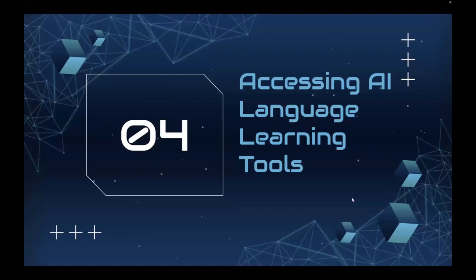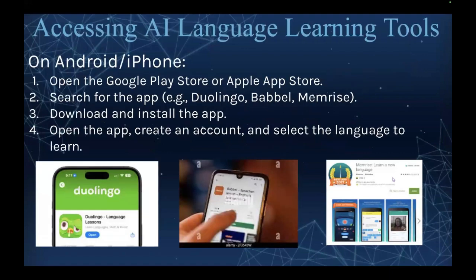So now we're going to learn about accessing these different tools. If you're on an Android phone or an iPhone, you can open the Google Play Store or Apple App Store. You can search for the app you're looking for. All the examples that we gave in the past, you should be able to find on here, but you can look up Duolingo, Babbel, and Memrise, and then you're going to download and install the app. And then you can open the app, create an account, and select the language that you want to learn.